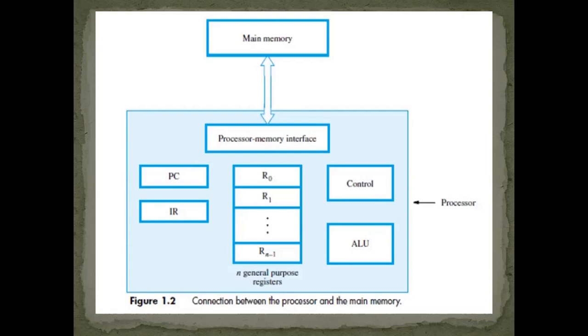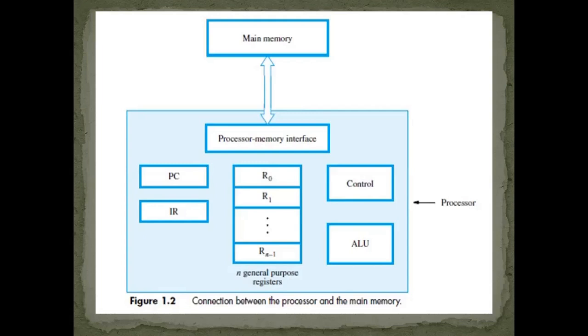So here the processor is interconnected with the main memory. The processor contains the program counter, that is PC, the instruction register IR, general purpose registers, the control unit, and the ALU. The processor also has separate ALU units.